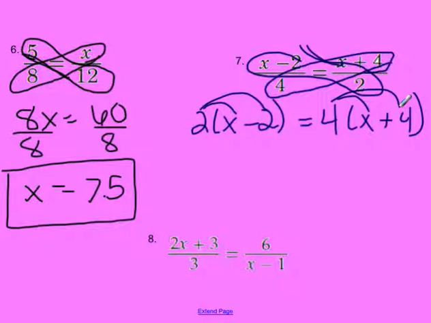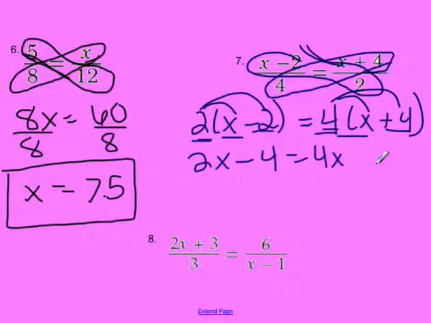Okay, so 2 times x is 2x. 2 times a negative 4 is a negative 4. 4 times x is 4x. 4 times 4 then is going to be 16. So now we need to get our x's on the same side. I'm going to bring this over to the other side, so I'm going to subtract 2x from both sides. So then I get that negative 4 is equal to 2x plus 16.